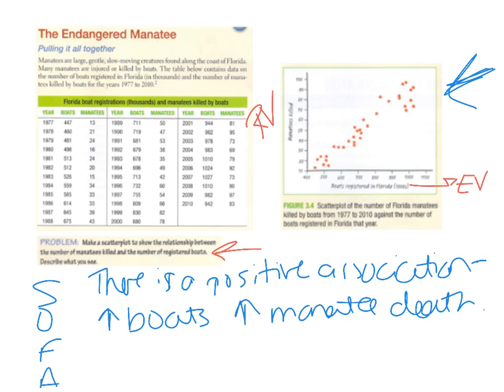My form here is basically linear. So I have a linear form here, and it's relatively strong. The points don't really deviate too far from the line. It's all basically right there in that straight line. We've got a couple of years where we had a lot of boats registered, but not as many manatee deaths, this little chunk right here. But they are still pretty close to our line. I'm not sure I would even consider those outliers.